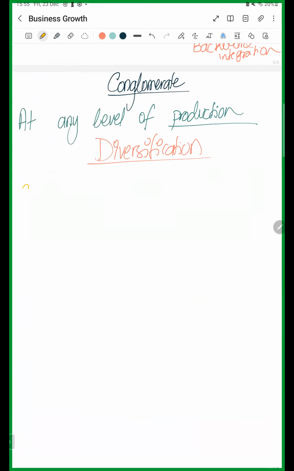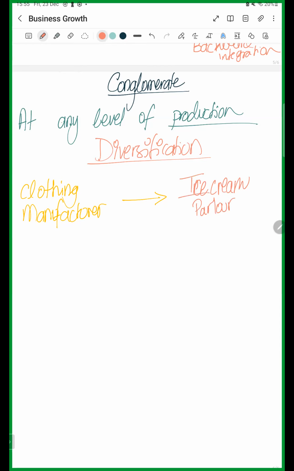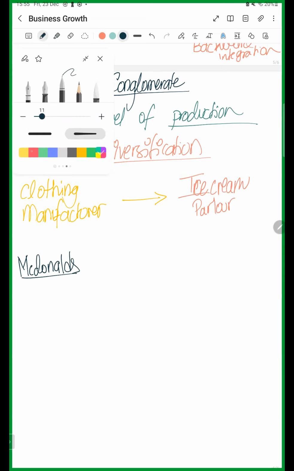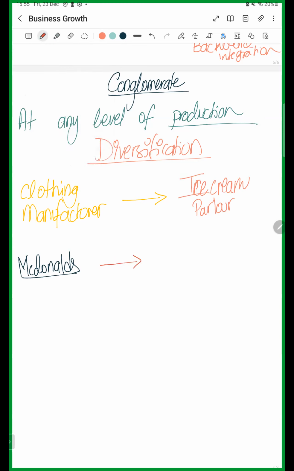For example, a clothing manufacturer takes over or merges with an ice cream parlor. Completely different. You cannot even imagine, can you, right? Did you know McDonald's? Do you know what McDonald's actual business was? Can you guess? Do you want to guess?